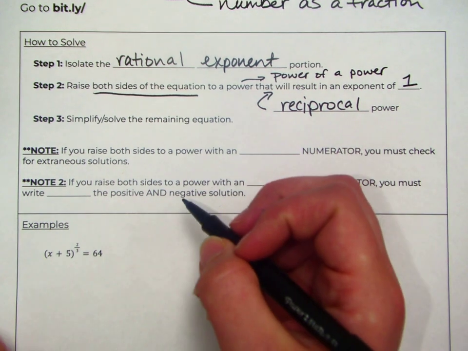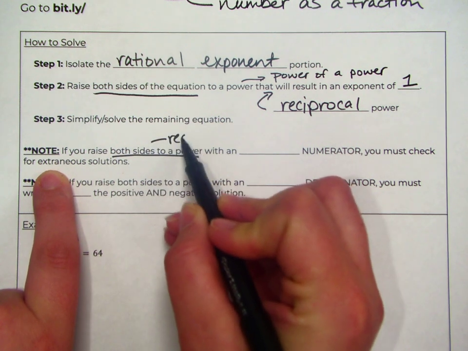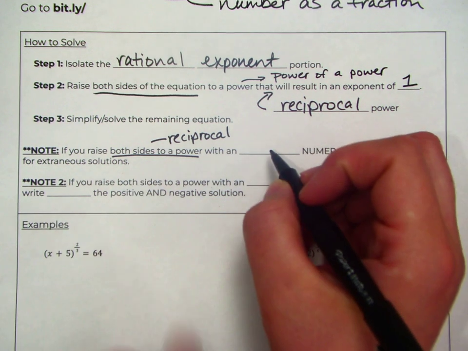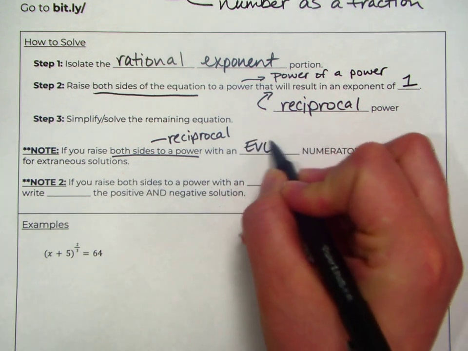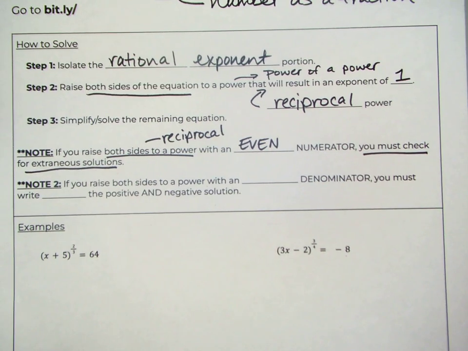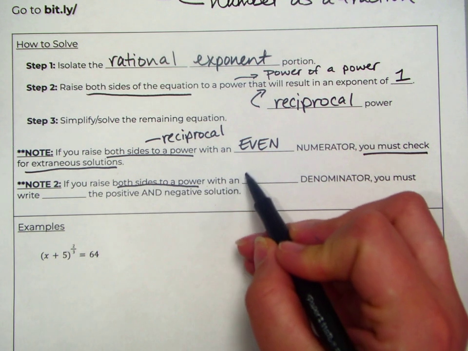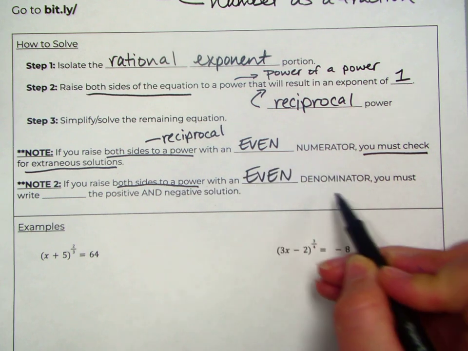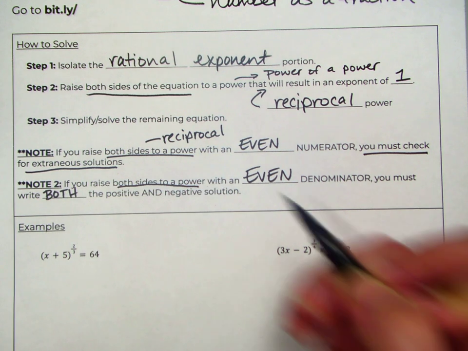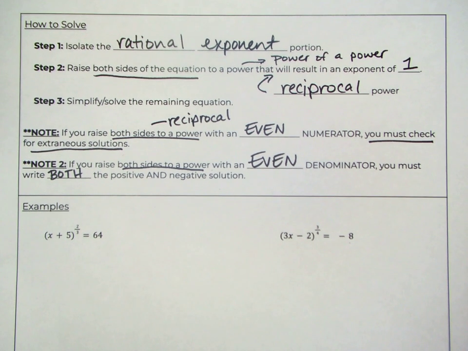Okay, so a couple of notes. If this reciprocal power, that's what we're talking about, the reciprocal power. If you raise both sides to that reciprocal power that has an even numerator, you must check for extraneous solutions. Okay? But if you raise both sides to that reciprocal power that has an even denominator, you must write both the positive and negative solution. Okay, and we'll cover some examples of what that looks like.